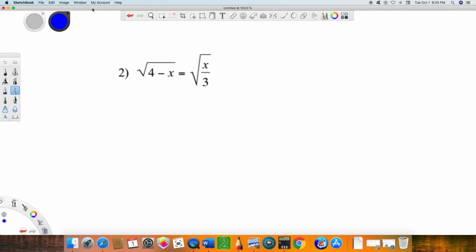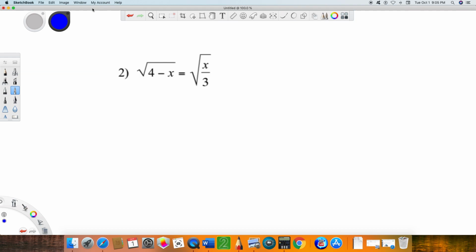Let's take a look here at problem number 2. We want to solve this radical equation. We have to make sure that when we do get our possible solution set, we check it for extraneous solutions. When we're solving these radical equations, we want to make sure that we have the radical by itself.